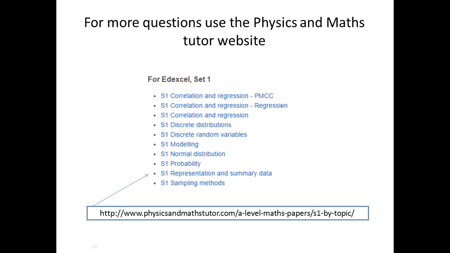And if you do need to practice this further, and I would strongly recommend that you do, then go to the Physics and Maths Tutor website and go for the S1 revision by topic, then representation and summary of data is what you want to do. The website is fantastic for all sorts of revision, for core and for stats. So I'd recommend that whenever you're revising.